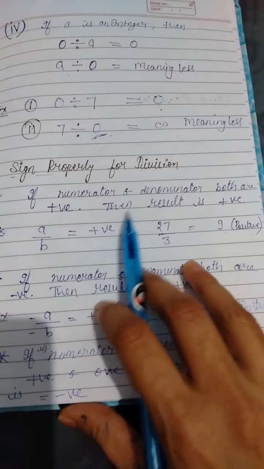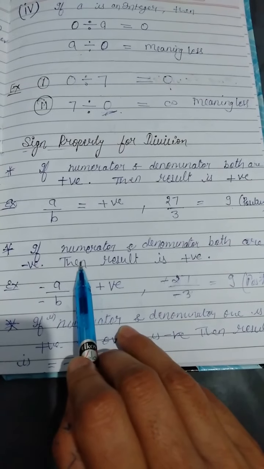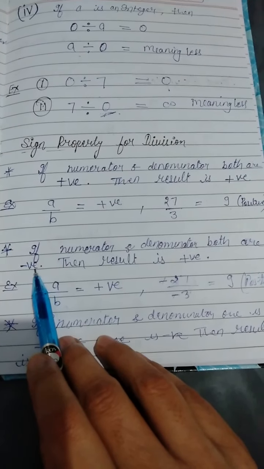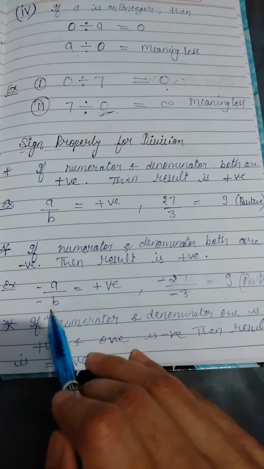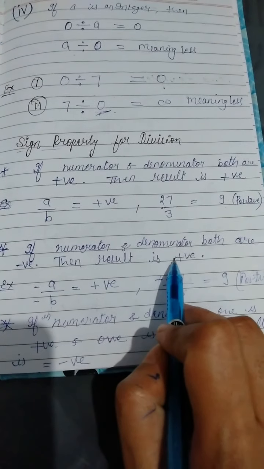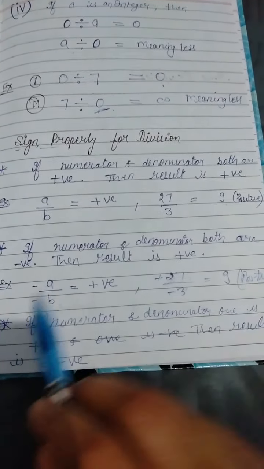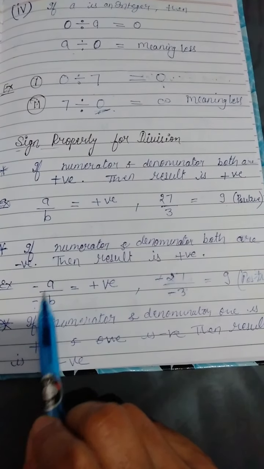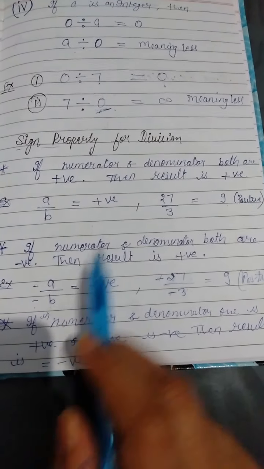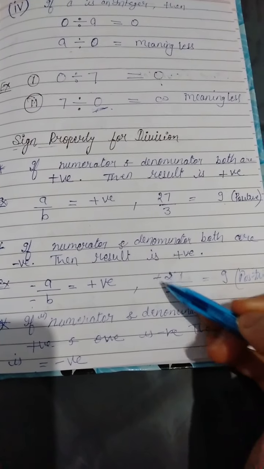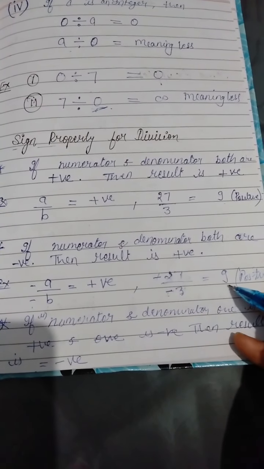are positive. Next, if the numerator and denominator are both negative, the result is also positive. If both are negative, the result will always be positive. Like minus a and minus b, the result is positive. Minus 27 divided by minus 3, minus will cancel with minus, so the result is 9.